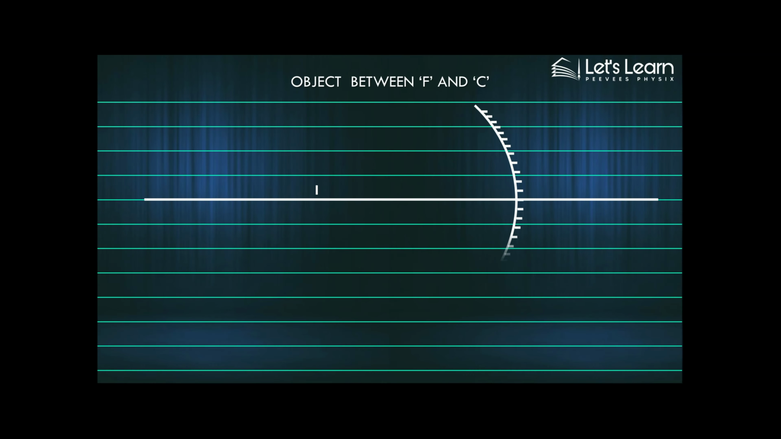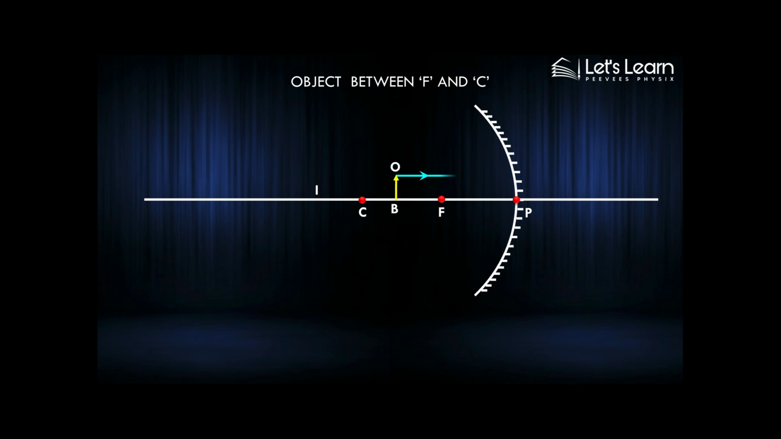Third situation, where the object is kept between F and C. Same as before, principal axis, mirror, P, F, C, label them and keep the object between F and C. Follow the rule. Rule number 1, parallel ray, parallel to the principal axis, passes through the principal focus. Rule number 2, same rule, a ray passes through the principal focus. After reflection, it becomes parallel. This is the point where they meet, where you get the image IM.